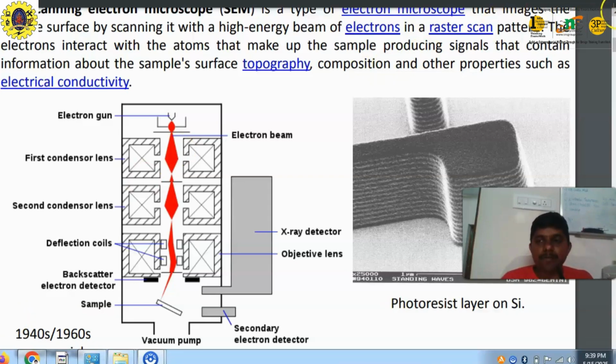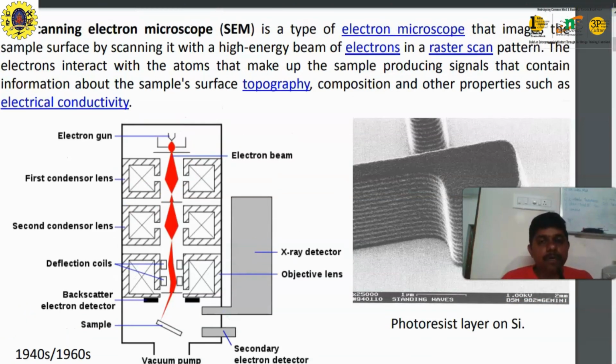So in my earlier session we just discussed the types of microscopes used for material characterization, so it deals with the various characterizations that are there. Specifically we are going to speak about the scanning electron microscope, and first of all we need to know how it works. Generally, the scanning electron microscope is a type of electron microscopy that images the sample surface. It is obtained by scanning with a high energy beam of electrons.